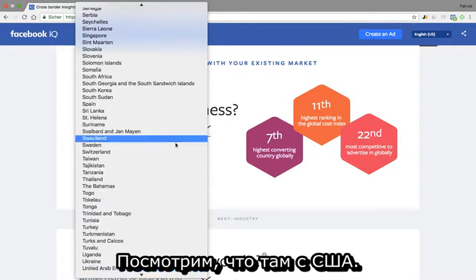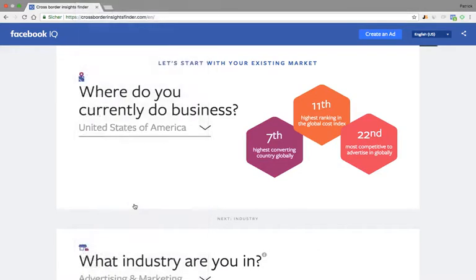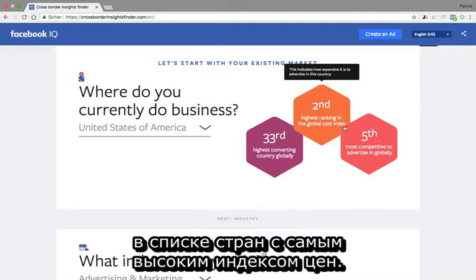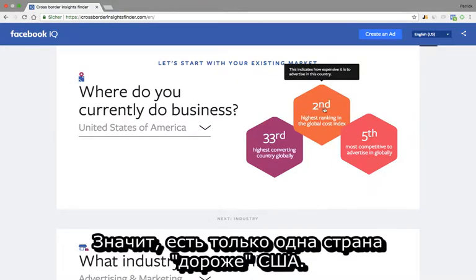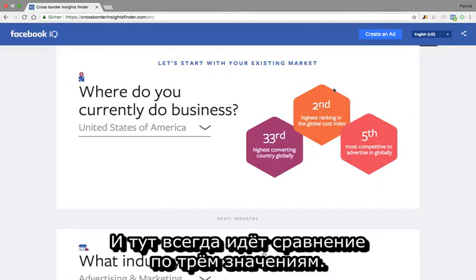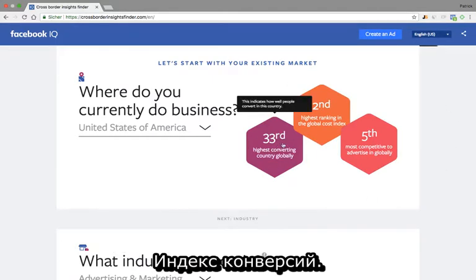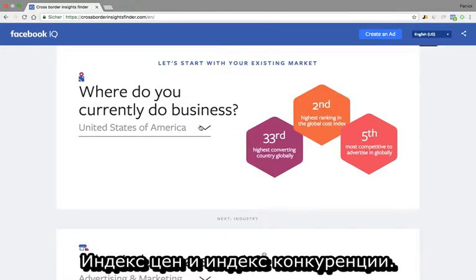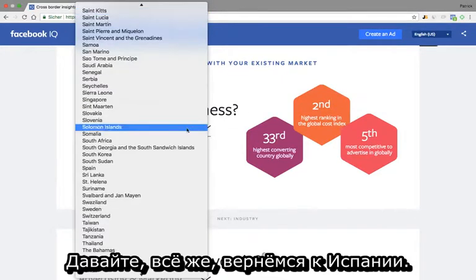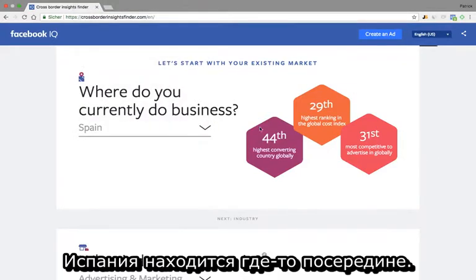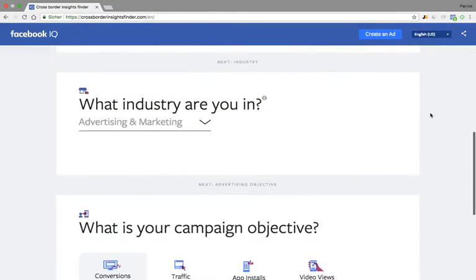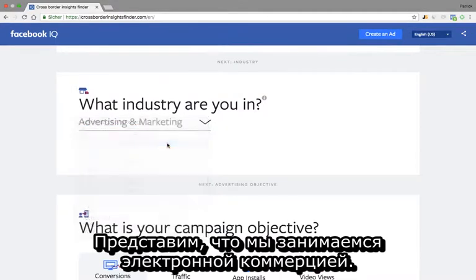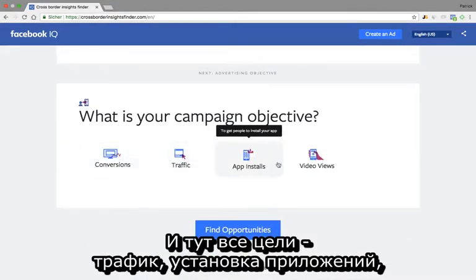Let's see what about the US, United States of America. Only the second highest ranking in the global cost index, so there is one country that's more expensive than the US. Okay, and it basically always compares those three variables: the converting index, the cost index, and the competition index. So let's still do it with Spain. Okay, so Spain, we see we're pretty much in the middle of everything.